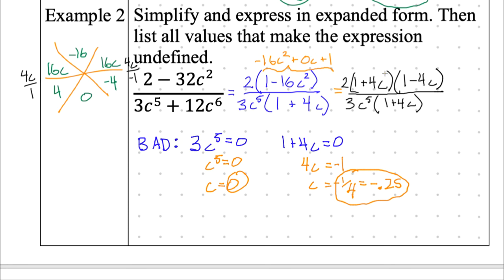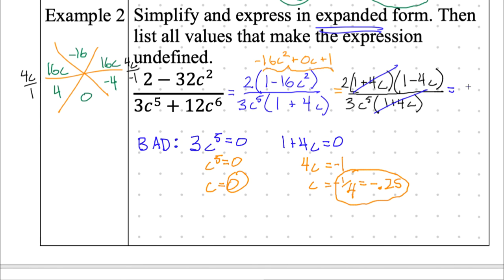And finally, step 3, I'm going to go ahead and cross things out. So crossing things out, see a 1 plus 4c, a 1 plus 4c, and I'm basically done. The only thing that I have to be careful of is it needs to be in expanded form, which means I need to distribute this 2 into the 1 minus 4c. So let me do that really quickly.